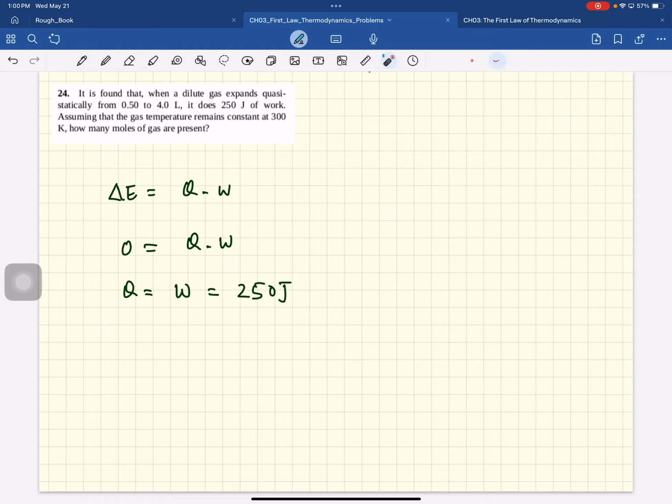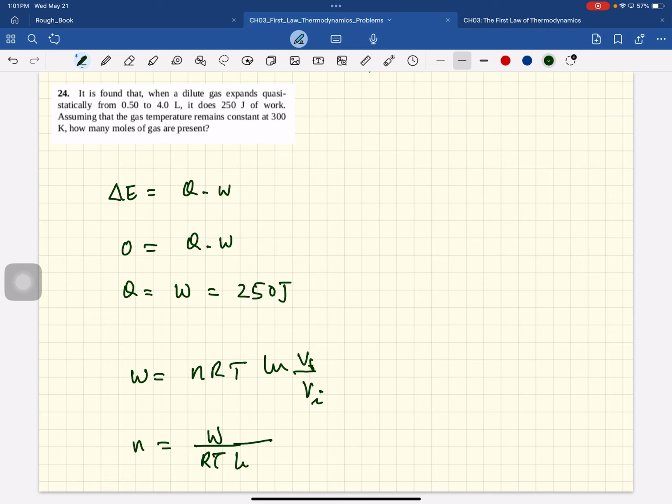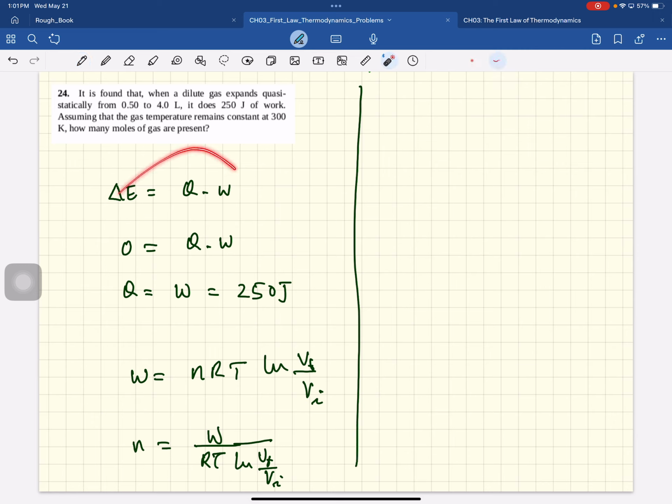Oh, so this is an isothermal process. So the work done, okay, so we didn't need that. The work done was nRT log of V final over V initial. So n was W over RT log of V final over V initial. Okay, so we didn't need this part.